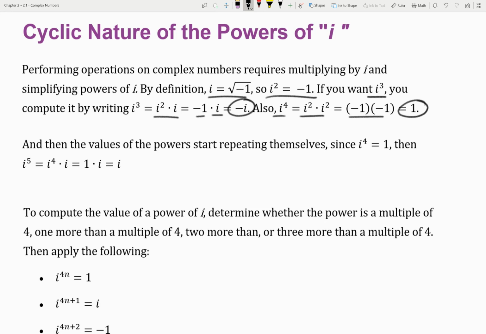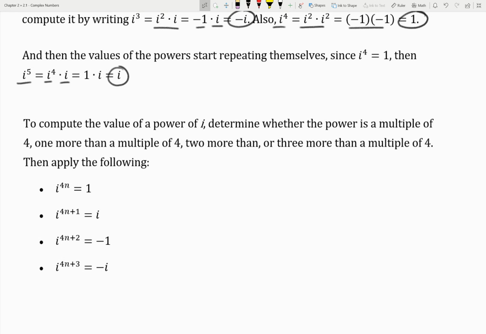Okay, so if we look at i to the fifth, that's i to the fourth times one more i, so that's just i again. And we can now see this pattern with the powers of i. If the i is raised to a power that's a multiple of 4, you're going to get 1, like i to the 512. 512 is a multiple of 4, so this is just 1. So it doesn't matter how big the number is.